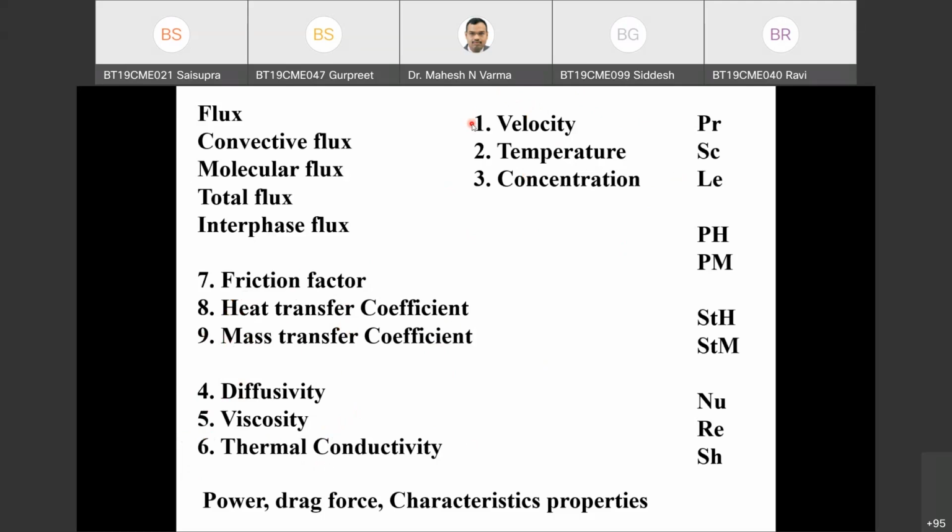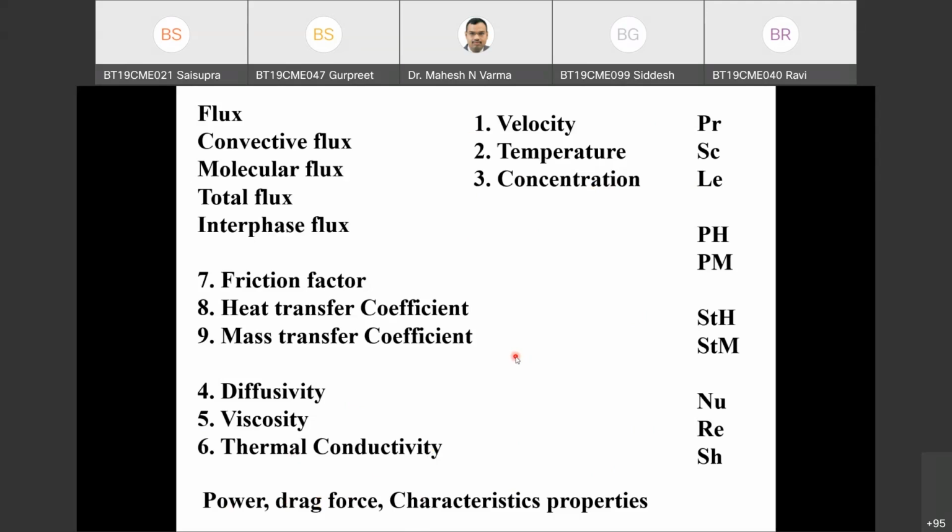Almost 80% of the time in the remaining classes, we'll be dealing with how to get the velocity profile in momentum transfer, how to get the temperature profile in heat transfer, and how to get the concentration profile in mass transfer. And there are some other things we have discussed: power, drag force, and characteristic properties, what is meant by characteristic length, characteristic velocity, and so on. This is what we have already covered.